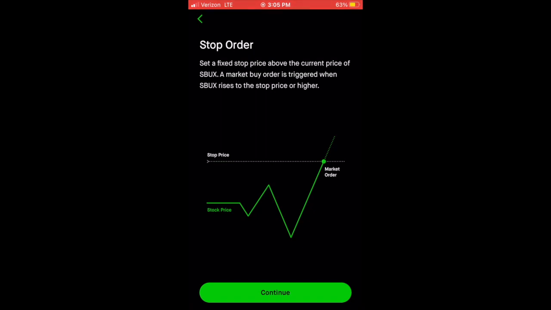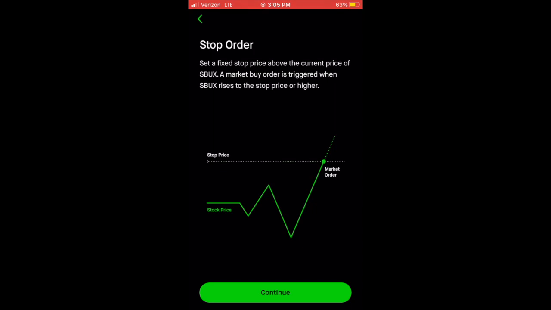As I read the description there, set a fixed stop price above the current price of Starbucks. A market buy order is then triggered when Starbucks rises to the stock price or higher. So instead of a limit order where you're saying, I want to buy Starbucks, but at a cheaper price, you're saying, I'll buy Starbucks, but at a more expensive price. Now, you might be asking yourself, why the heck would someone want to buy a stock at a more expensive price? You might want to do a stop order, for example, if you're watching a stock that's been pretty stagnant, that's done nothing, and maybe you're anticipating a big announcement that will move the stock.